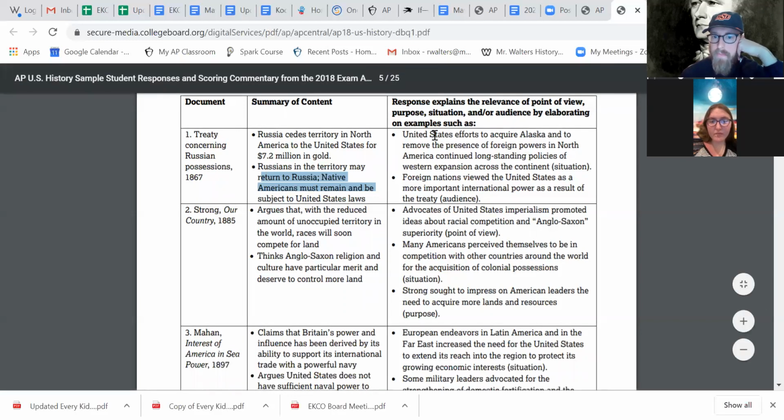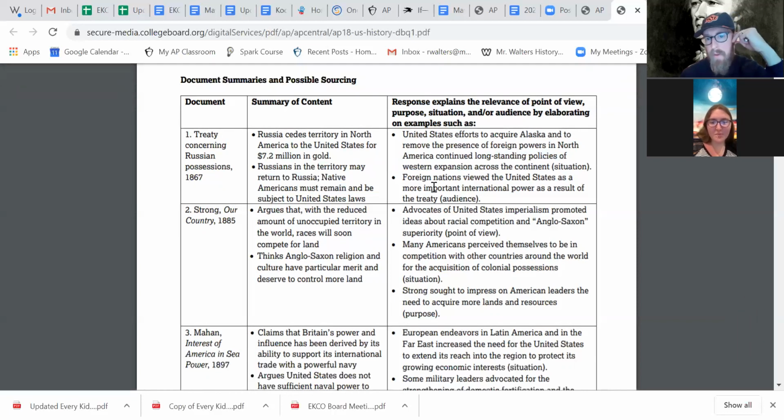So here's some examples. They said you could have said something like, the United States' efforts to acquire Alaska and to remove the presence of foreign powers in North America continued long-standing policies of Western expansion. Okay, so what are you doing? That was a historical context. You're saying, look, this was just part of a bigger thing that was us trying to continue to expand across the country, and this is us using Alaska as doing that.